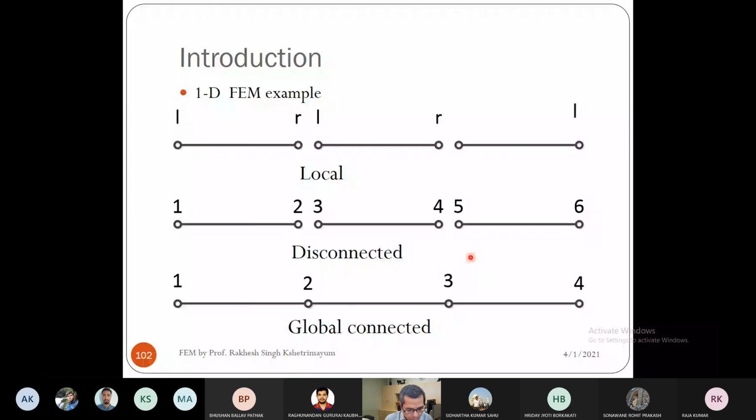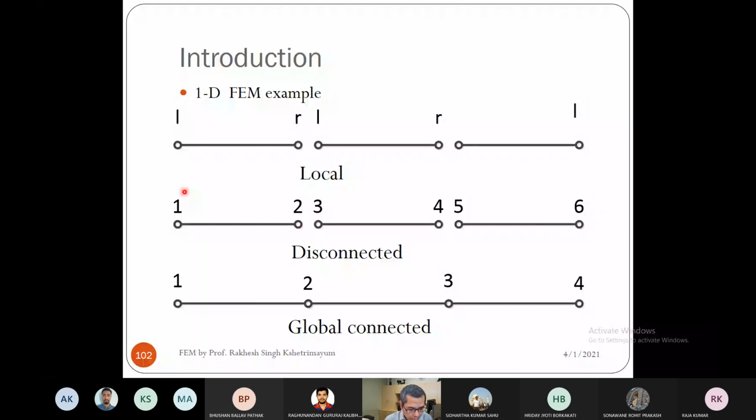Then in the FEM, you have some kind of numbering. One is local. I have just 3 sub-segments here. LR, LR, left side, right side, left side, right side. So there should be an LR here. Okay, and you can do local node numbering, you can have 1, 2, 3, 4, 5, 6. So you can see that these local node numbers are disconnected.